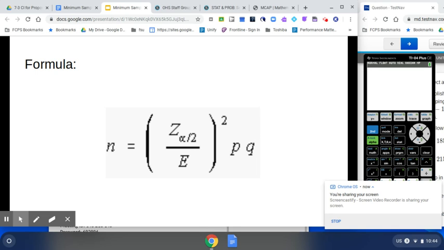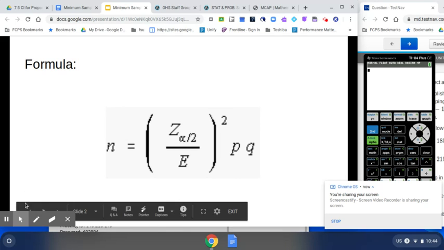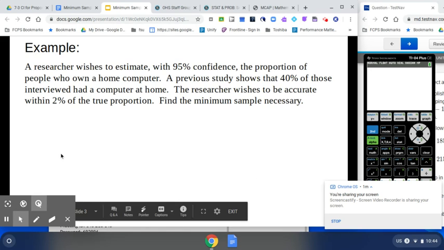The formula in the book, guys, the p hat and q hat does come before the z alpha over 2 over e squared. But remember, multiplication is commutative, so it really doesn't matter the order of this formula. You're multiplying all those values together. But when I do the examples, I am going to put p hat, q hat first, and then times the z over e quantity squared. All right, we're going to go ahead and take a look at our first example.